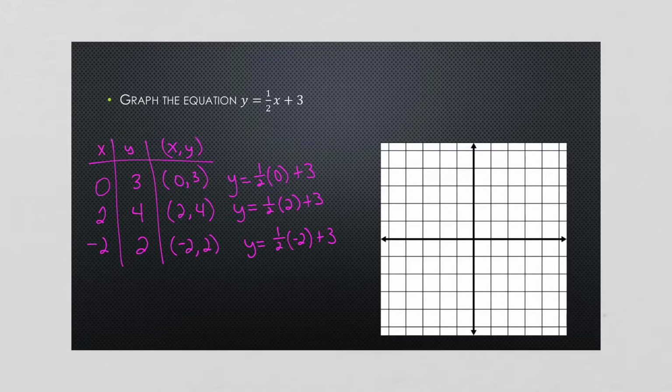Okay, so now we have 3 points. Again, they need to line up in a straight line. If they don't, then we've messed up our math somewhere. So 0, 3 is right here. 2, 4, right 2, up 4 is right here. And negative 2, that's left 2, up 2 is right here. And look at those. Those do line up nicely. And we're done.